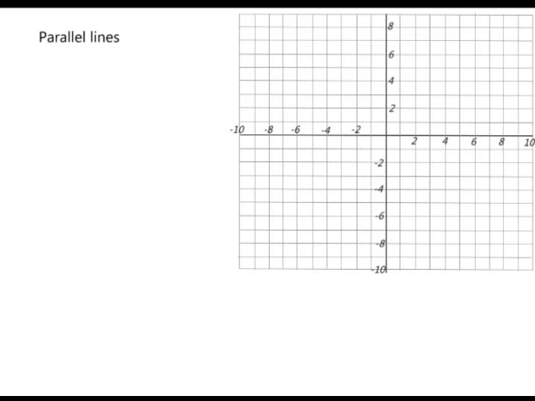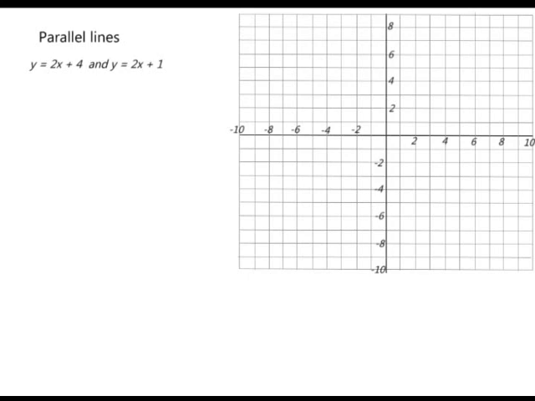Now let us look at parallel lines. Now consider two lines with equations y is equal to 2x plus 4 and another line y is equal to 2x plus 1. Now we want to draw these two lines on the Cartesian plane.